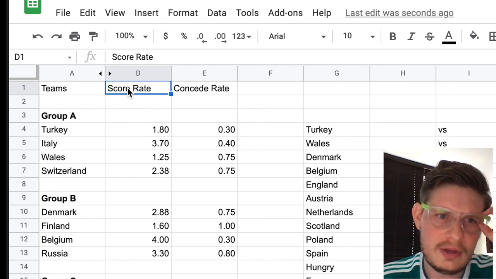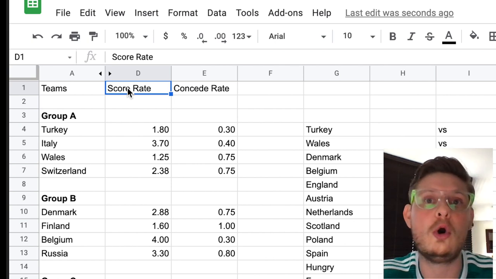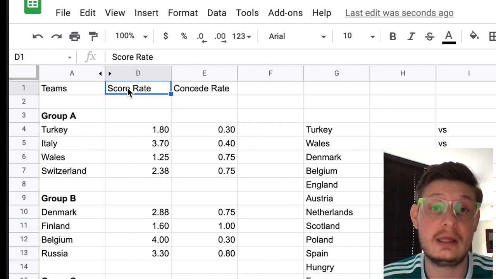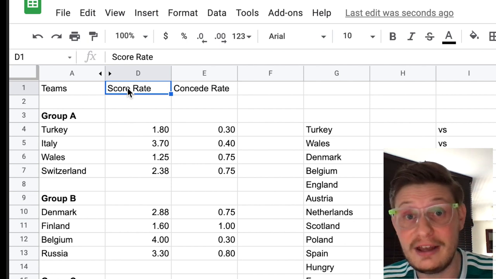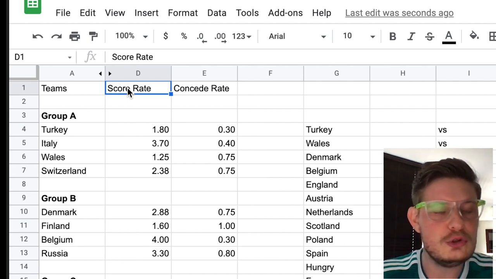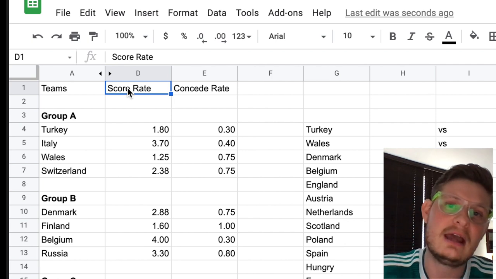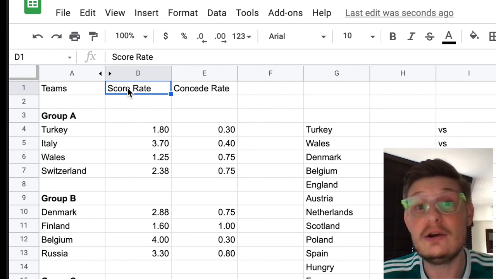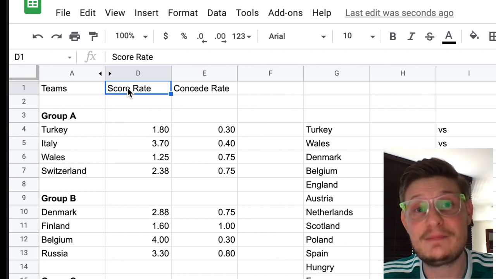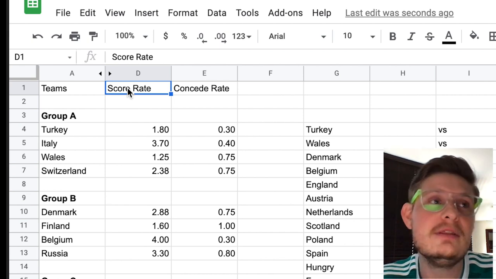Of course, it's not perfect because we know scoring a goal against Belgium should count a lot more than scoring a goal against a team like, say, Latvia. So there are some of those nuances, and you could subjectively add a little bit more weighting. There is a way to mathematically assign weighting, and I don't know if I ever told you guys.